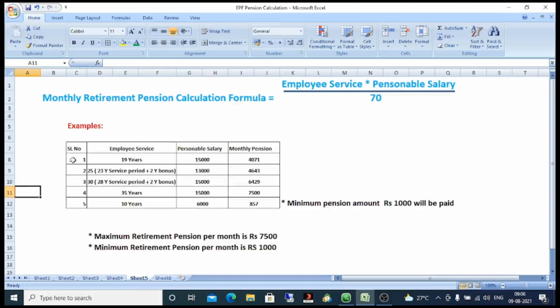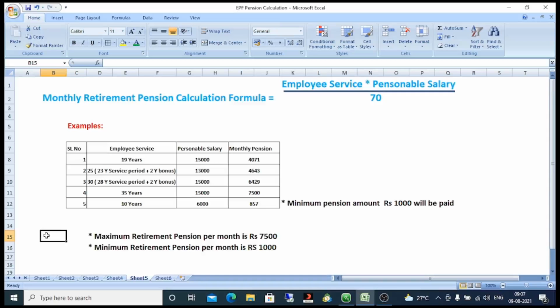See here, serial number 1, you see 19 years service is there, and the pensionable salary is 15,000. This is the average of the last 12 months. So the monthly pension is 4,071. And second, you see 25 years in the calculation: 23 years original service period and 2 years bonus given. So altogether 25 years, and in this line item the pensionable salary is 13,000. So altogether the monthly pension is 4,643. Similarly, 30 years, 35 years and 10 years are also calculated.